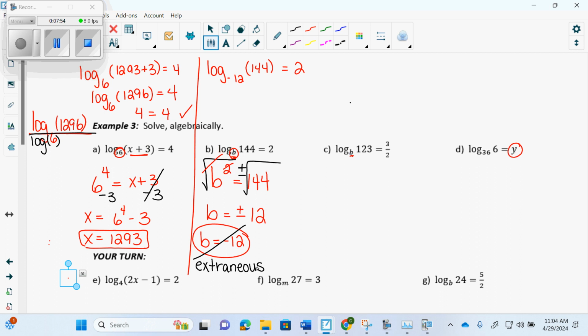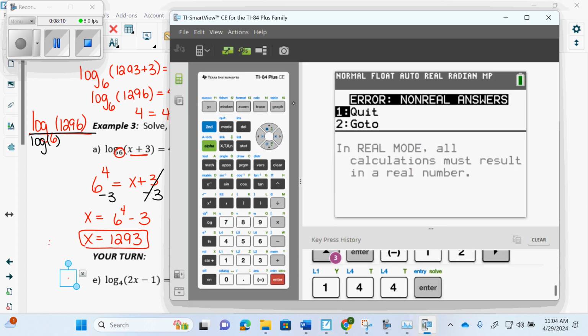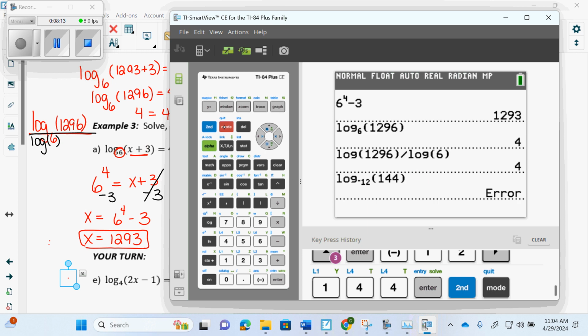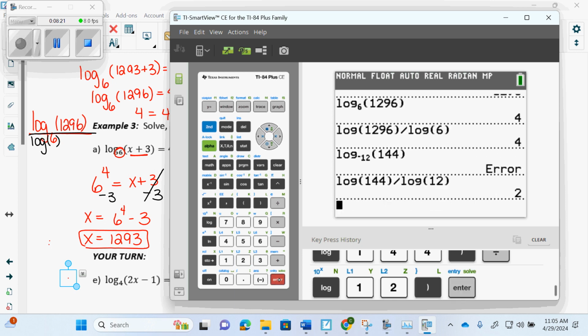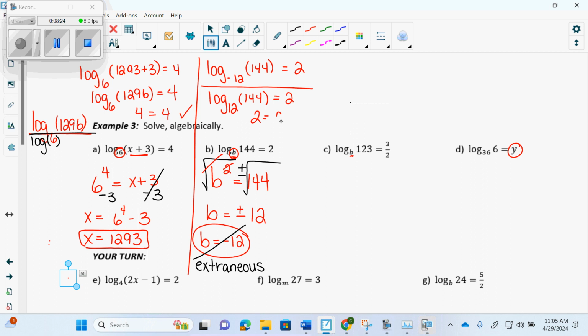Now my other answer is 12. Let's try that one out. So log 12 of 144. So if I use the old calculator way, log 144 divided by log 12. I can type it in like that if I have the TI-83. And I get an answer of 2. So 2 equals 2. So this one's good, right? So B equals 12 is a good answer. Make sense?